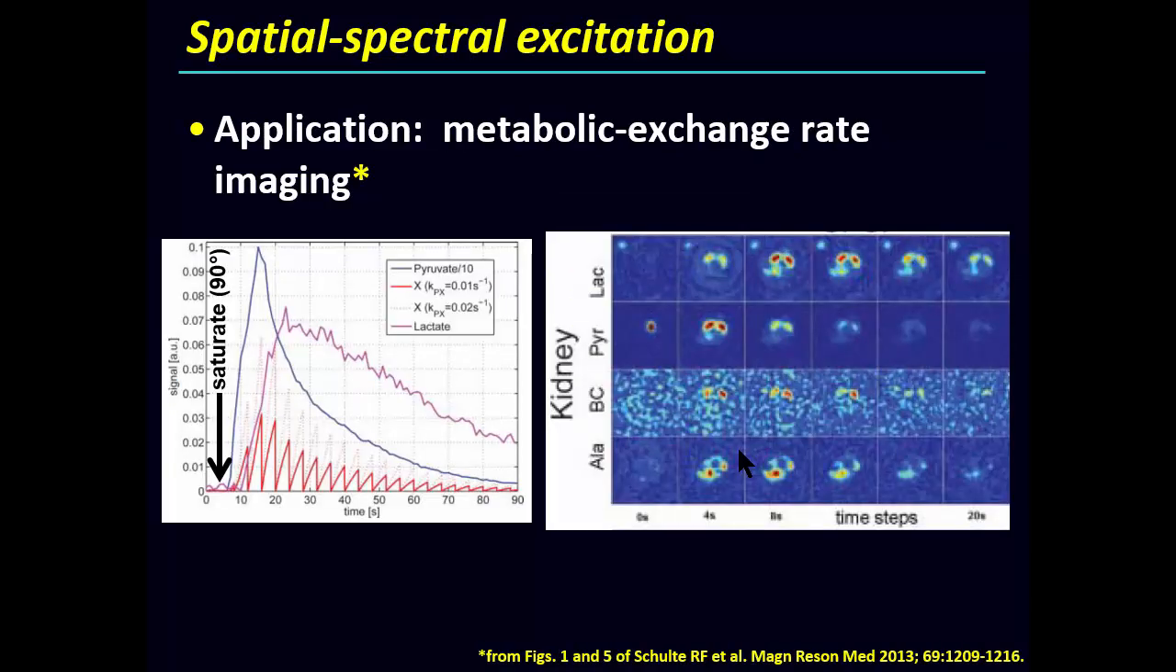An interesting application of these spatial spectral pulses is shown here, where we're quantitating the metabolic exchange rates that we can derive from the carbon-13 compounds. The idea is to saturate the compound of interest at the beginning and then watch it recover following saturation. For example, as seen in the images here on the right for lactate, where we saturated and then it grows back. And from these time histories, we can quantitatively calculate the metabolic exchange rates.